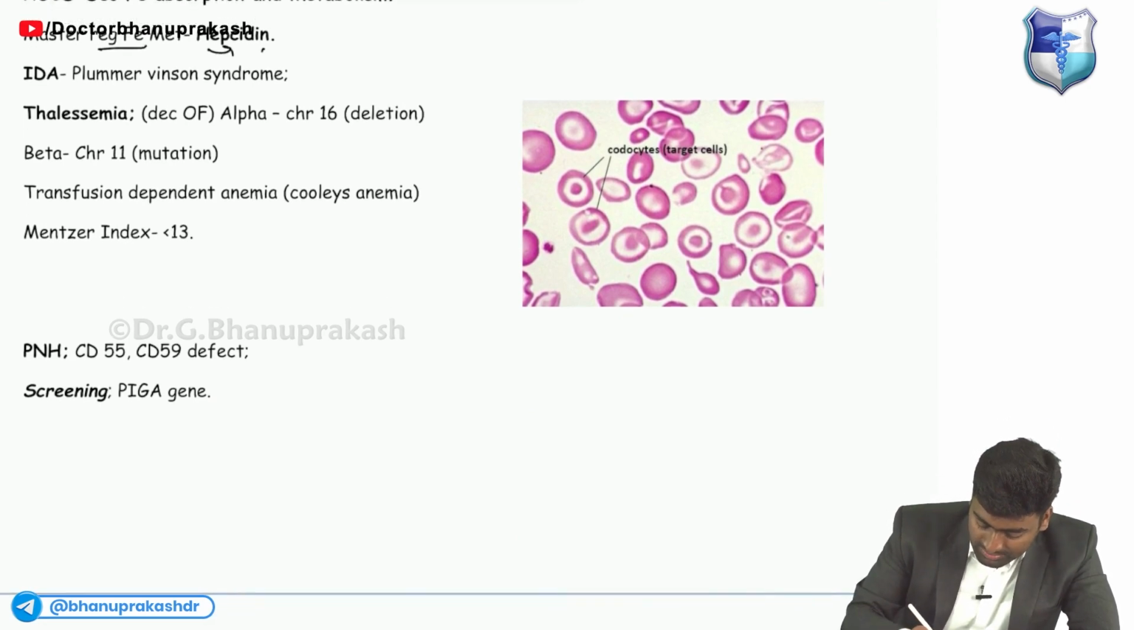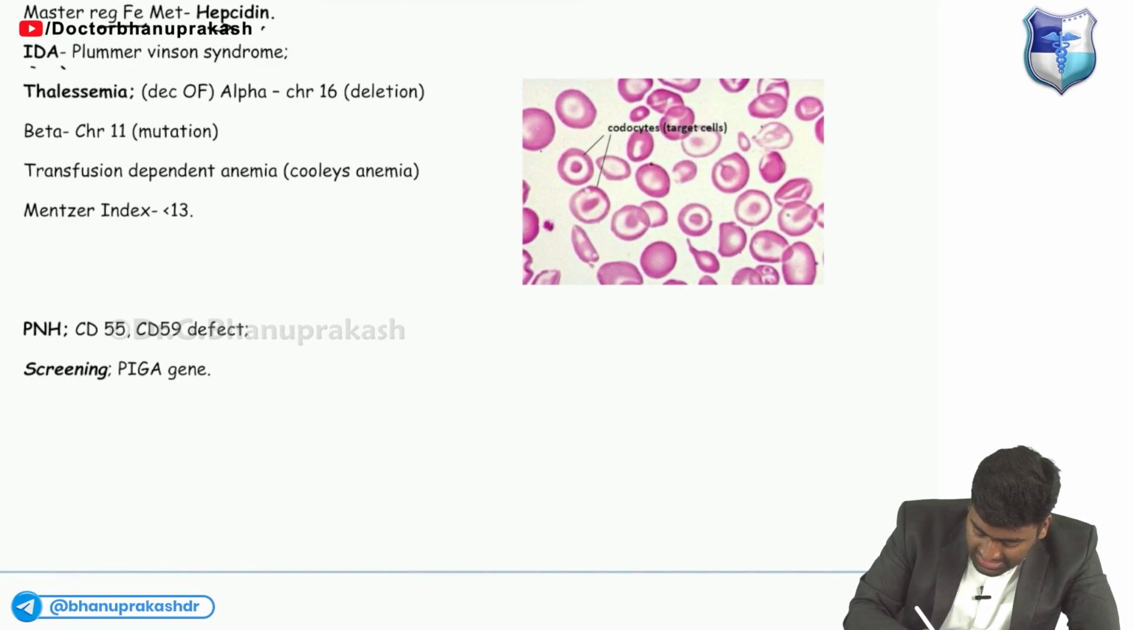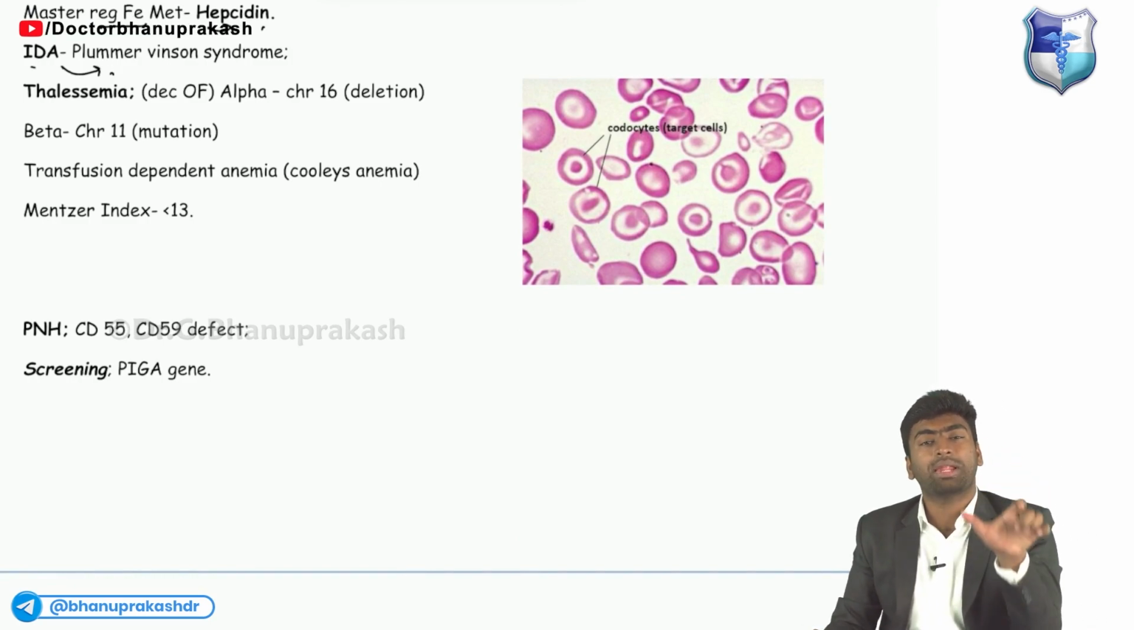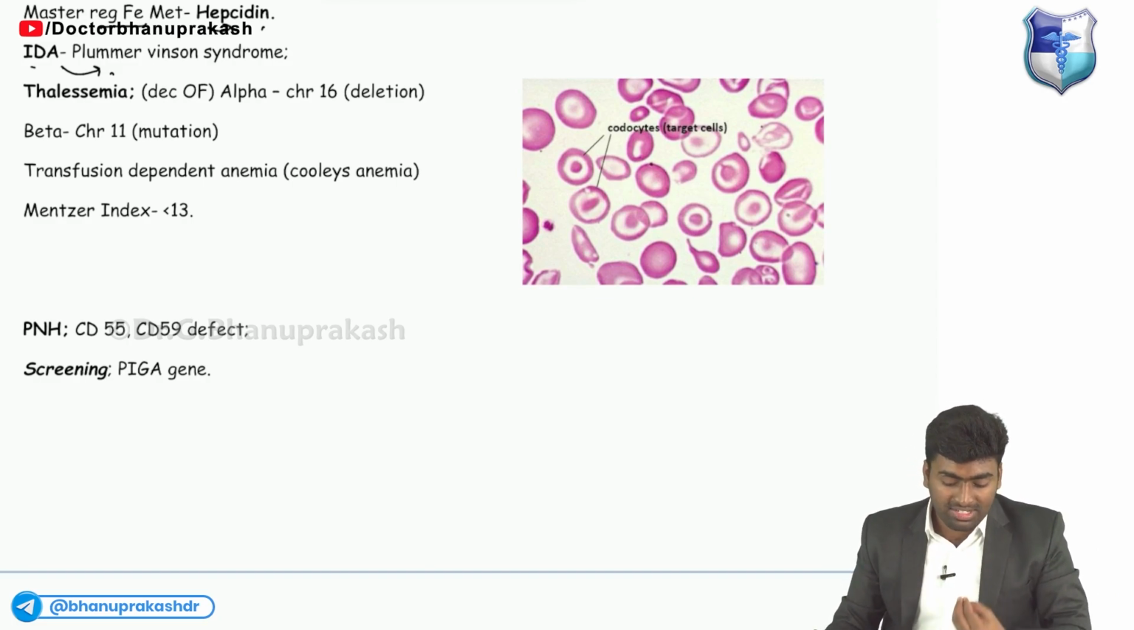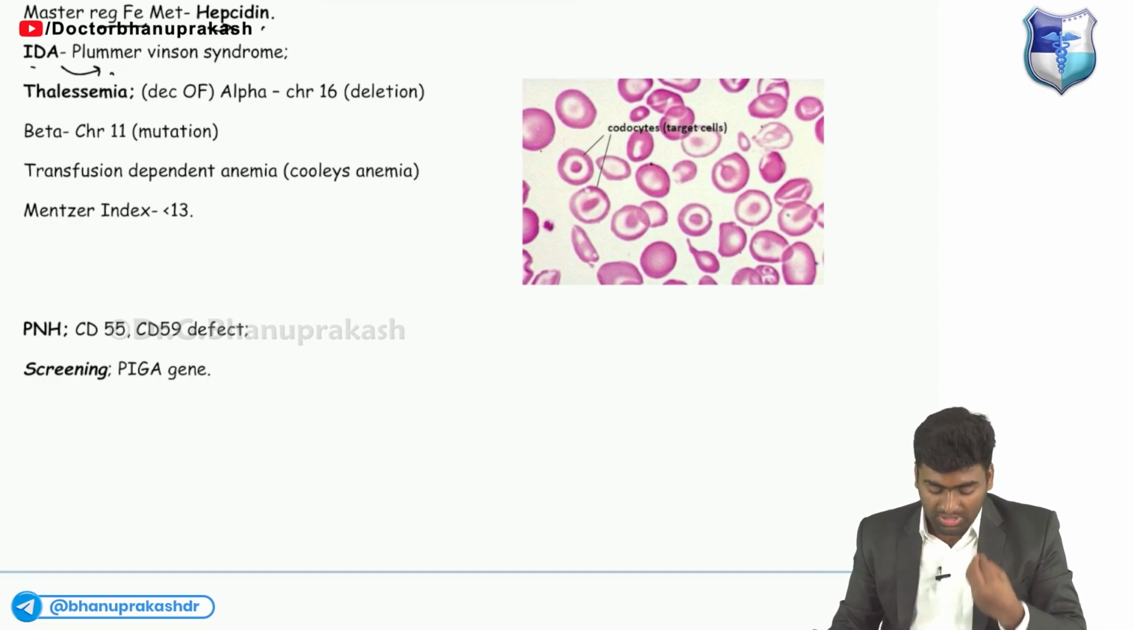Hepcidin. Then about IDA, it is also associated with the syndrome known as Plummer-Vinson syndrome. The features are koilonychia and esophageal webs. All of them are related to Plummer-Vinson syndrome.